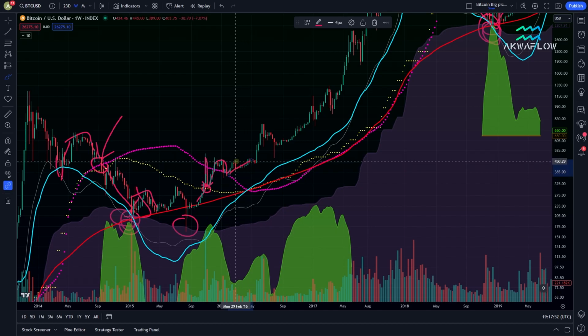Then we have a second test, but this time we came back down as a support, right? And this time we went far away from it and to the upside. And from this, we knew that we were in a bull market. This is very, very important.